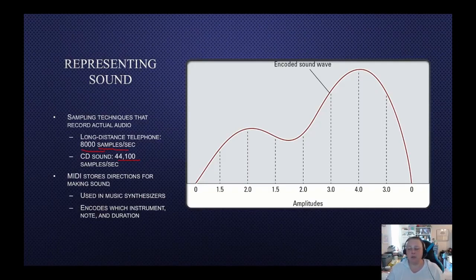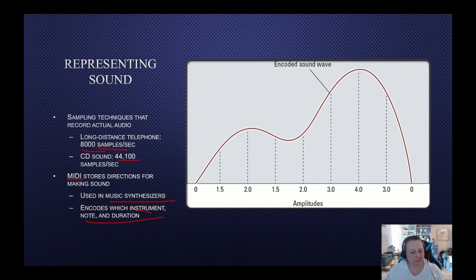The second way to store something is called a MIDI, and that is going to save instructions on how to recreate a sound. Typically this is used more in music, things like a synthesizer. It's going to say which instrument, which note, and how long. And so what it's going to do is duplicate that sound as opposed to saving the actual sound.